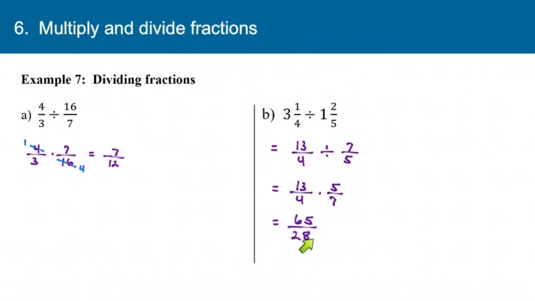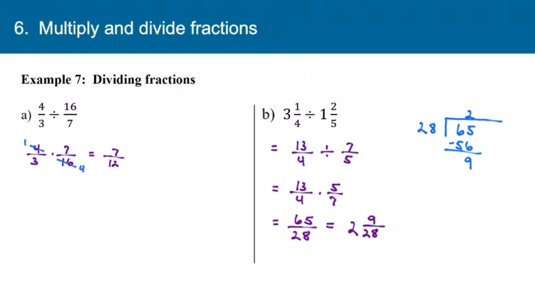Now this is an improper fraction, and since this was a mixed number problem, we need to convert this answer back into mixed number form. So let's just come up here and do the division. 28 will go into 65 only twice, and multiply back. 2 times 28 is 56, and then subtract and you'll get 9. So 65/28 converts to 2 and 9/28. And that's it. See, not so bad.